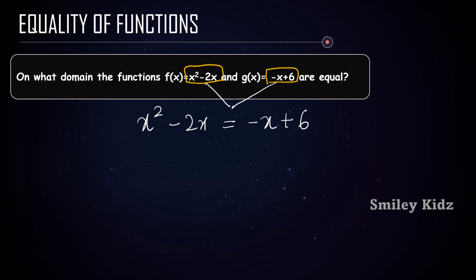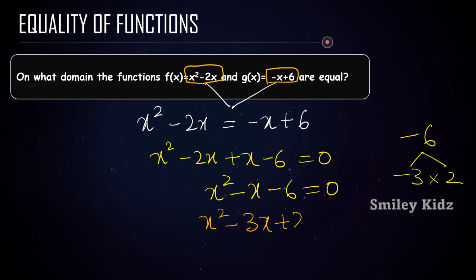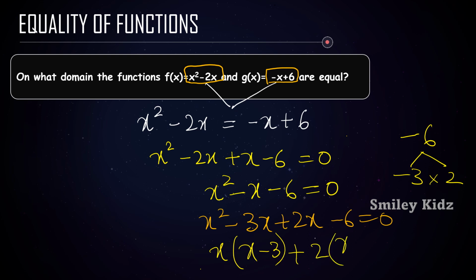Fine. Let us solve this further. You get x squared minus 2x plus x minus 6 equals 0. Here it's going to be x squared minus x minus 6 equals 0. Now let us solve this quadratic equation. Here if you see we have minus 6. Here I can take out minus 3 into 2, isn't it? Now let me write down in this manner: x squared minus 3x plus 2x minus 6 equals 0. Now here, let me take x common. Here I'll have x minus 3 plus, if I take out 2 common, here again I'll have x minus 3.